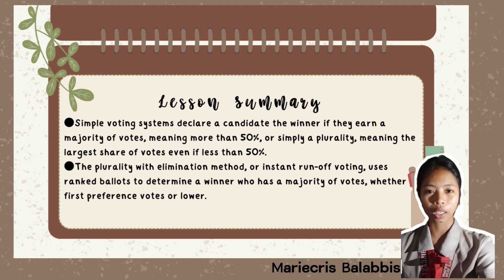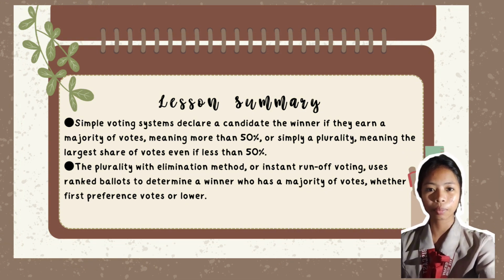So, in summary, simple voting systems declare a candidate the winner if they earn a majority of votes, meaning more than 50%, or simply a plurality, meaning the largest share of votes even if less than 50%. The plurality with elimination method, or instant runoff voting, uses ranked ballots to determine a winner with a majority of votes, whether first preference votes are low or not.